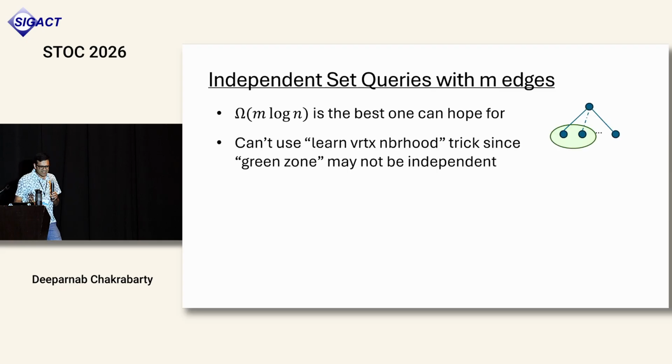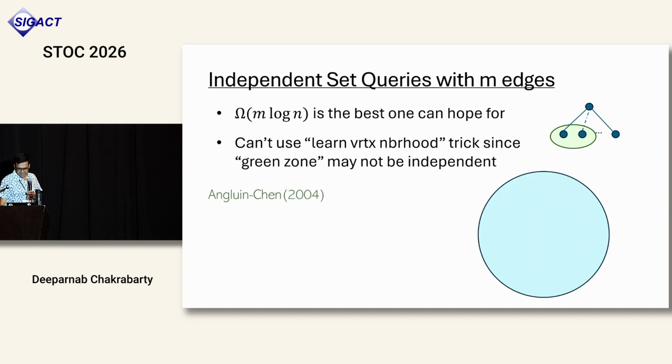Now, one thing to note is I cannot use this vertex by vertex viewpoint, because suppose I want to know if there is an edge from the top vertex to the green set. I cannot make an independent set query, because an edge between the vertices in the green set will always say, no, the subset is not independent. So one needs to be more clever, and there's a very nice algorithm of Angluin and Chen which gives it. So let me describe this.